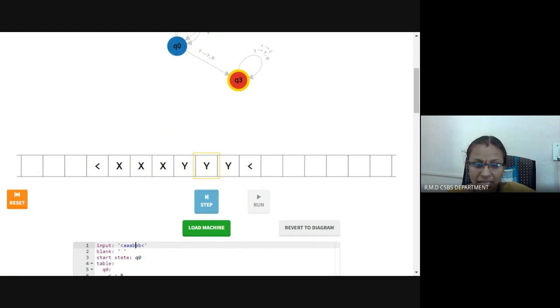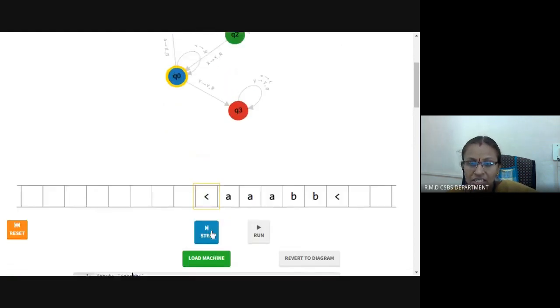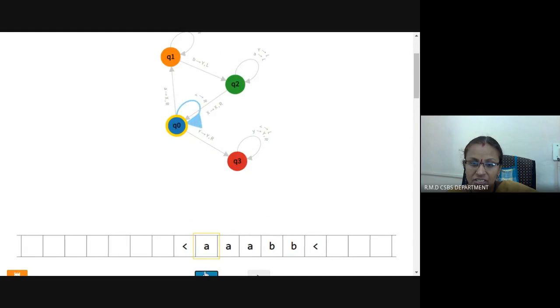Suppose I am not taking an equal number of a's and b's and I load it; we'll see the transitions. It matches one a moving right, one b changed to Y, coming back, changed to X, moving right, changed to Y, coming back, changed to X.